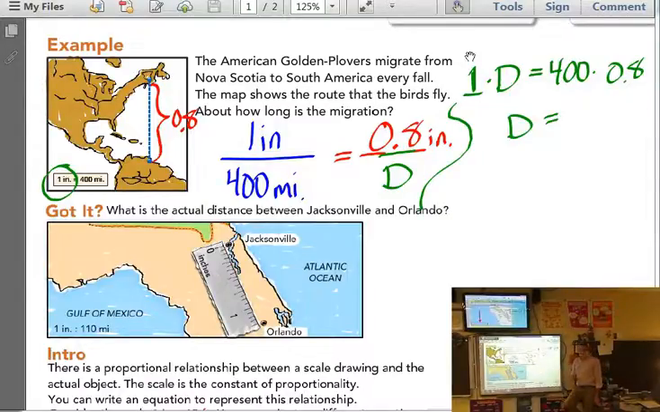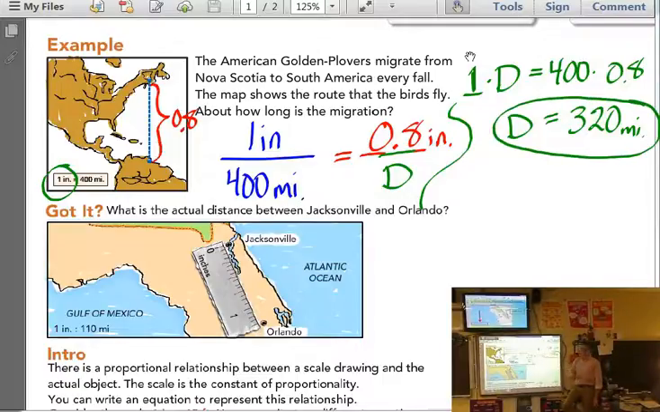That's why it's really nice when a scale factor involves the 1 inch or 1 of whatever. This is actually not just a scale factor, it's a unit rate, because it's 400 miles per 1 inch. Because it's a unit rate, I don't have any division to do. All I do is the multiplication, and I'm done. So we get, I believe, 320. 320 confirmed.